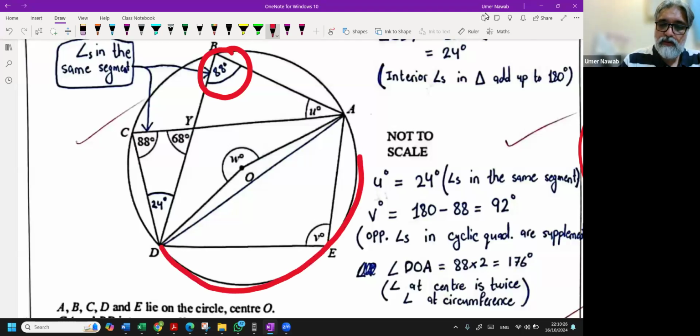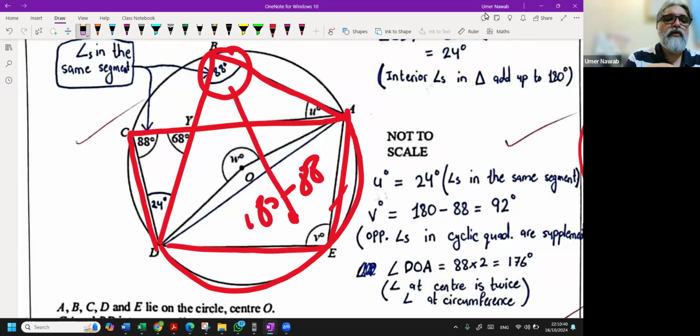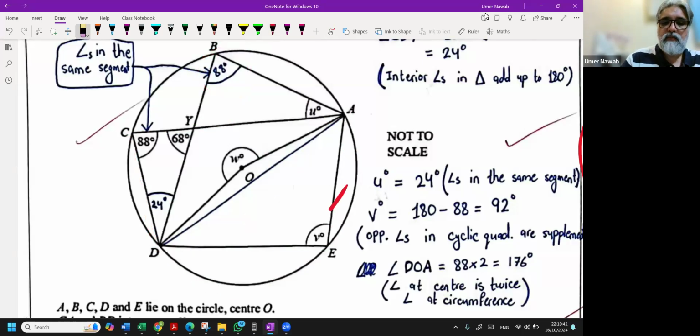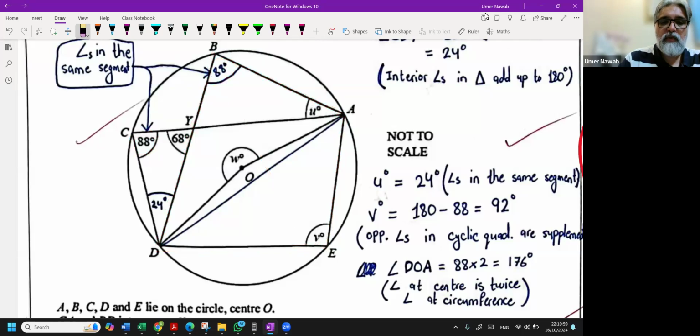You remember, this is angle in the same segment again. It gives you 88. So that is also 88. And then cyclic quadrilateral property, I used 88. So this is 180 minus 88. Again, which property? So you found this 88 because this was 88 angle in the same segment. Then I focus at cyclic quadrilateral. Opposite to 88 is V. So 180 minus 88 will give you the angle V.